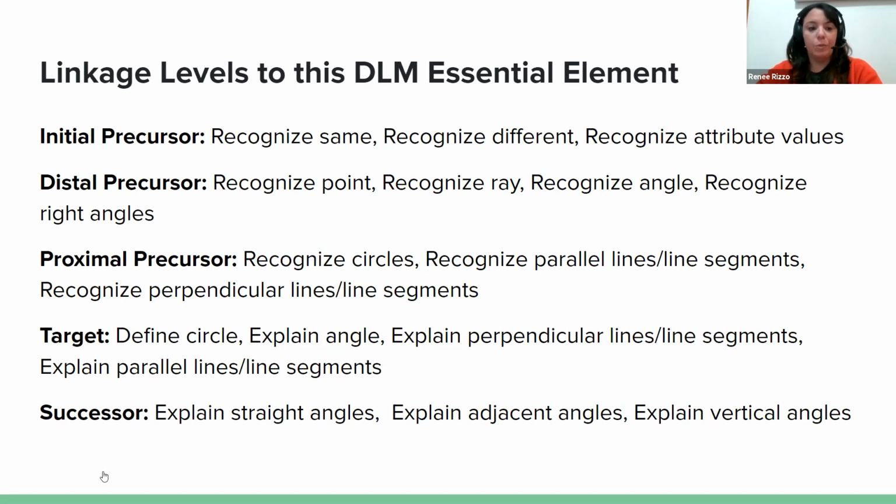Our target would be to define circle, explain angle, explain perpendicular lines and line segments, explain parallel lines and line segments. And our successor, which goes even beyond the target, would be to explain straight angles, explain adjacent angles, and explain vertical angles. So if the objective of this lesson is not realistic for your students, you see there are many different directions you can go that can still access the essential element.